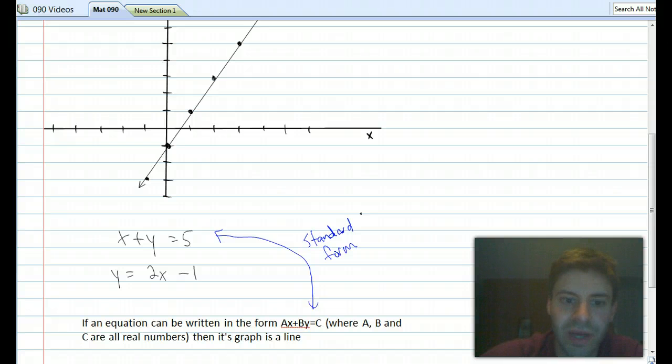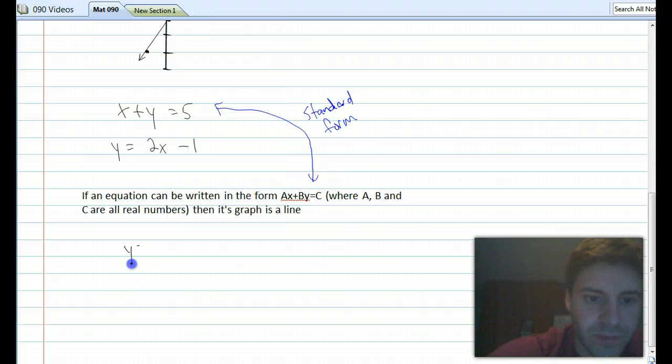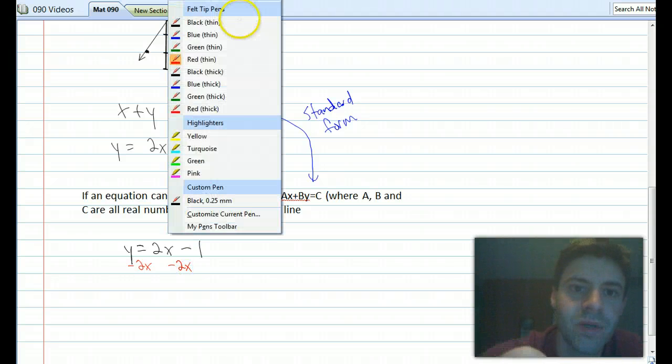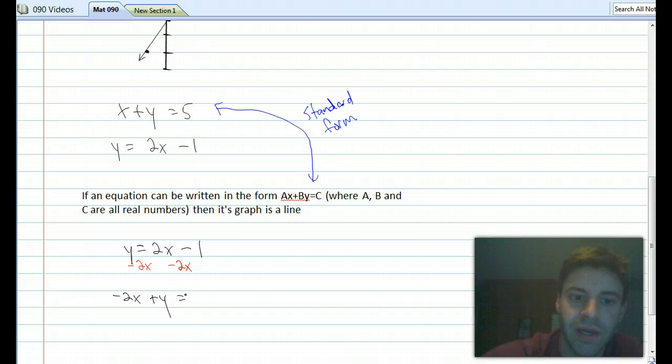However, y equals 2x minus 1 is not in that nice standard form. Standard form actually has to have both the x and the y on the same side of the equation. So to get this in standard form, it's pretty simple. What we do is I'm going to rewrite the equation. What you can do is subtract 2x from both sides of the equation. Move things around a little bit. That's going to give us a -2x plus y on the left side of the equation. And the 2x's cancel on the right, and you're left with a -1.